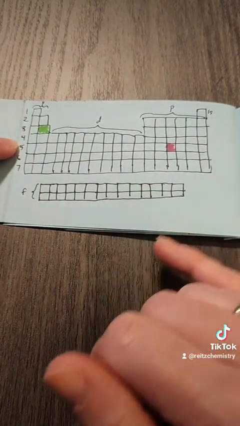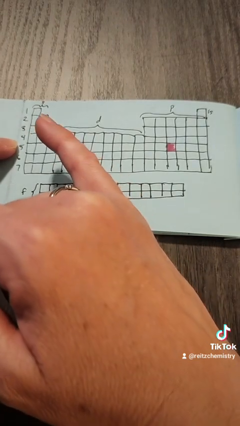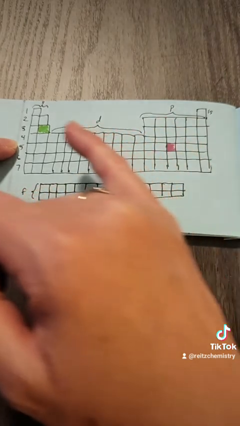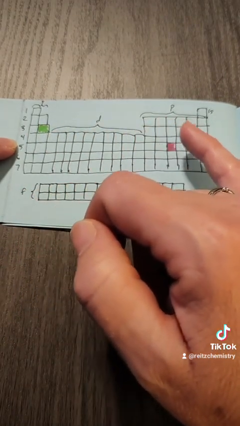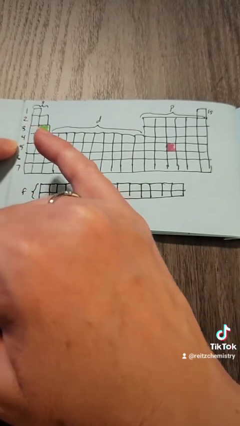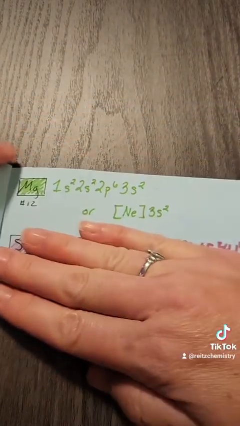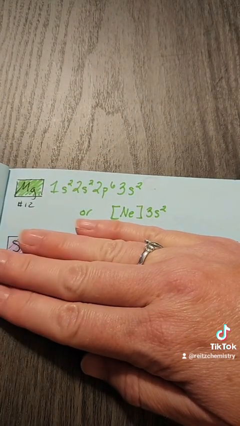Okay, so for magnesium, we're always going to start in your 1s. So 1s, 1, 2, because this single block over here is actually in the 1s, 2s, 1, 2, 2p, 1, 2, 3, 4, 5, 6, 3s, 1, 2. And then you're going to land on the element that you're describing. So here we go: 1s2, 2s2, 2p6, 3s2.